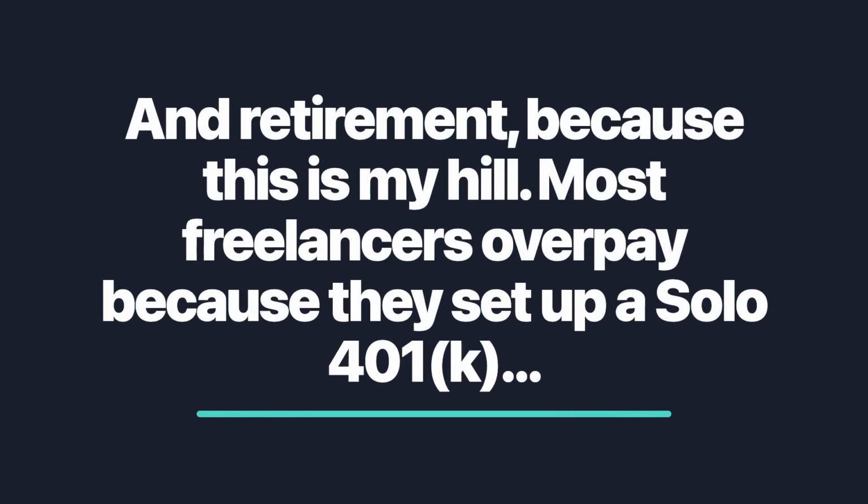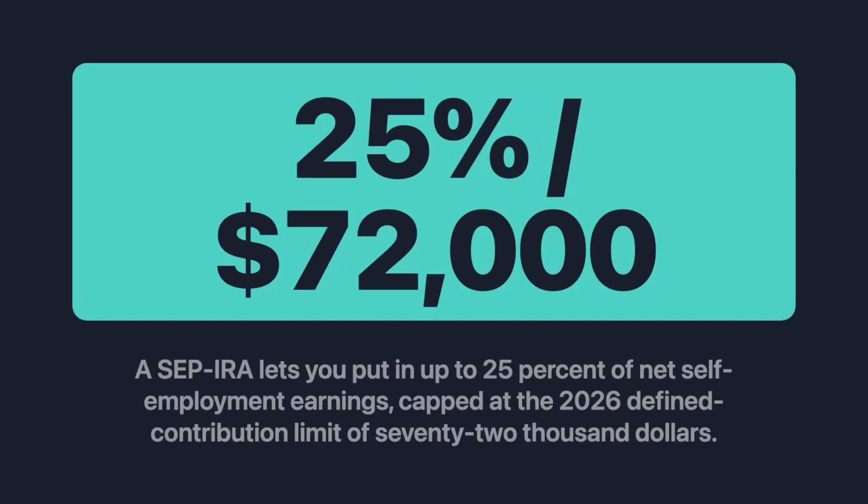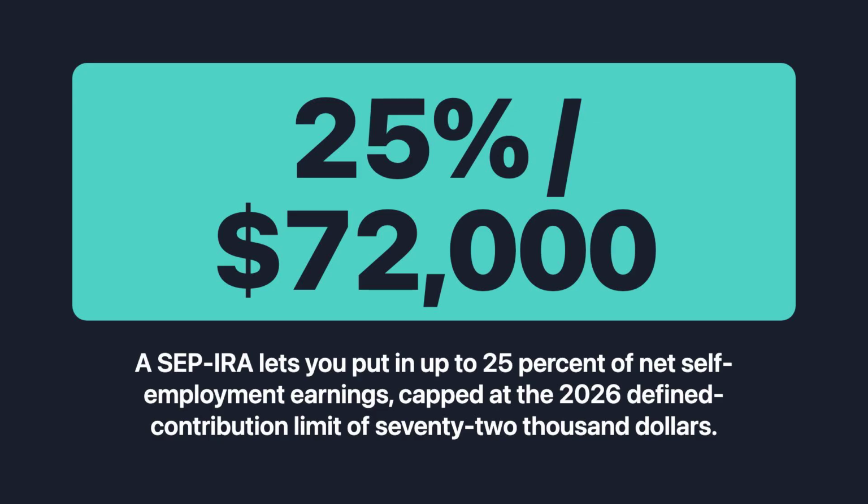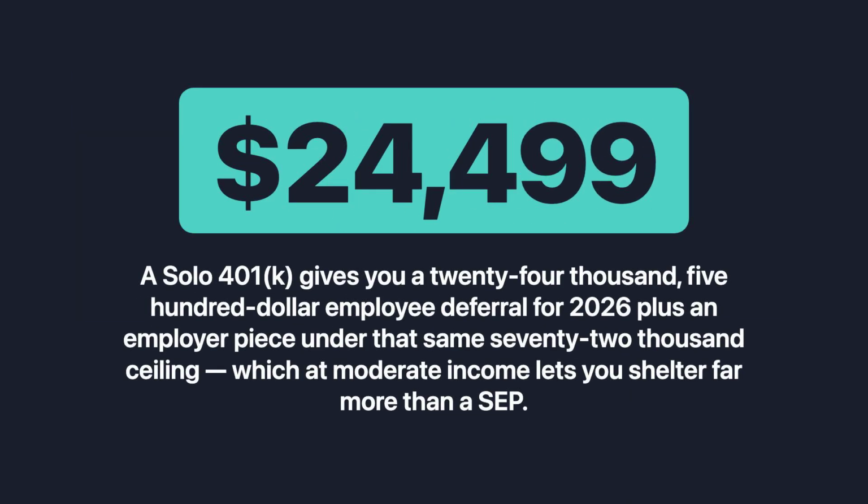And retirement, because this is my hill. Most freelancers overpay because they set up a solo 401k too late. A SEP IRA lets you put in up to 25% of net self-employment earnings, capped at the 2026 defined contribution limit of $72,000. A solo 401k gives you a $24,500 employee deferral for 2026, plus an employer piece under that same $72,000 ceiling, which at moderate income lets you shelter far more than a SEP.